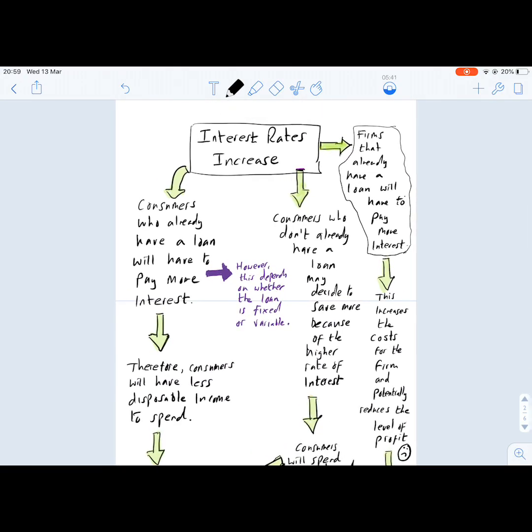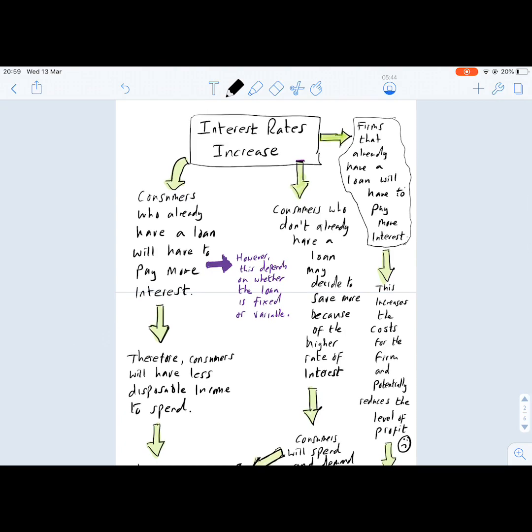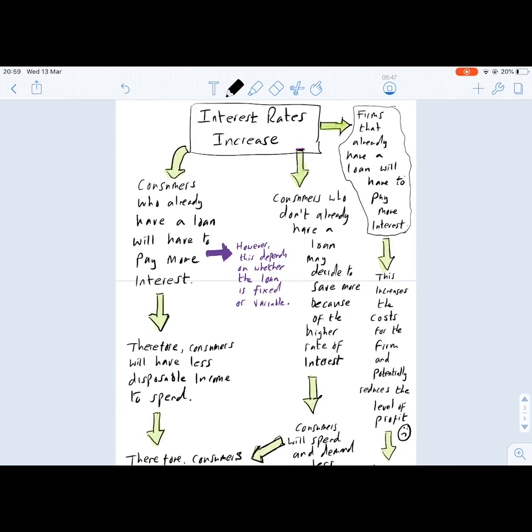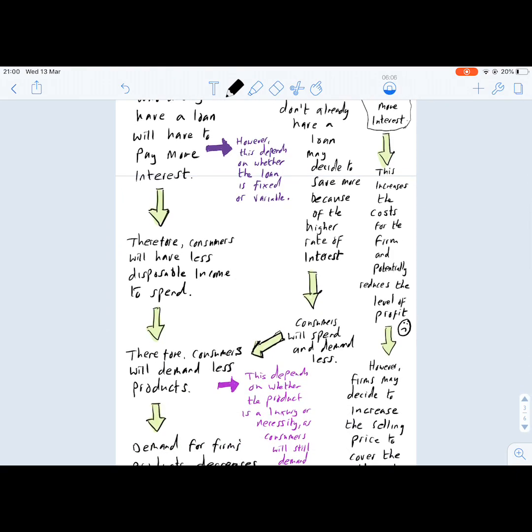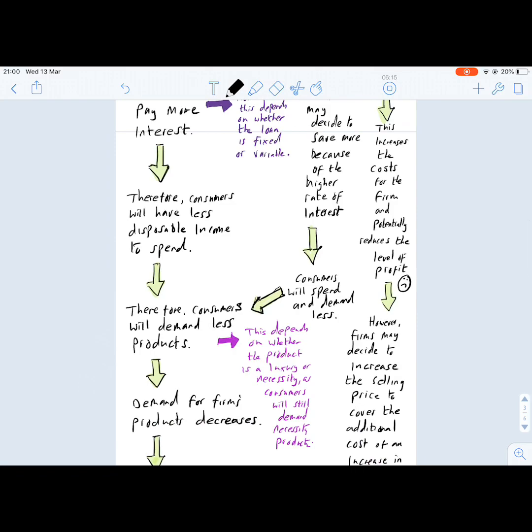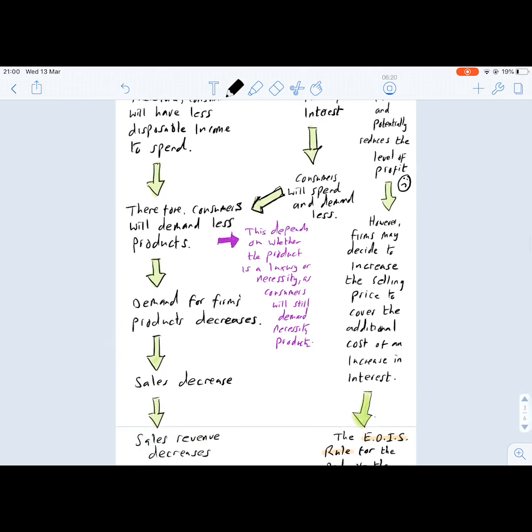Here we have a scenario where the interest rates increase. So if we have a look at this flow here, you can see this is the scenario for consumers who already have a loan. Consumers that already have a loan with the bank, they would have to pay more interest because interest rates increase. Therefore, consumers will have less disposable income to spend. They will have less disposable income simply because they are paying more interest. Therefore, consumers will demand less products because they have less disposable income.